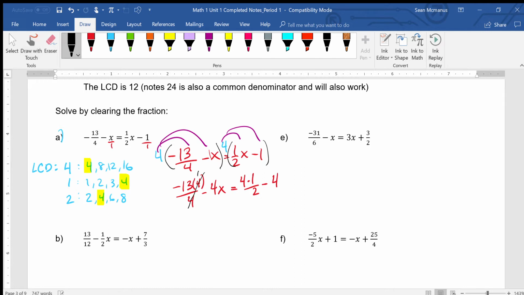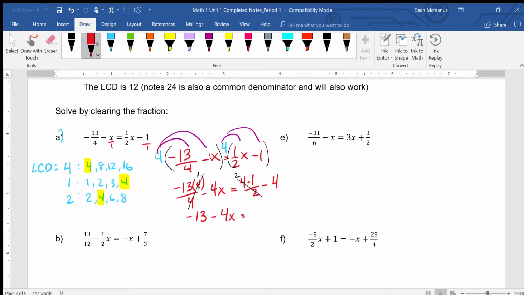4 over 4 is a 1, right? 4 over 2 is a 2. So by using the reduction first, I'm able to keep the numbers small, right? So negative 13 minus 4x equals 2 times 1 is 2, x minus 4. So now I'm in a situation where I can solve using 2 steps.